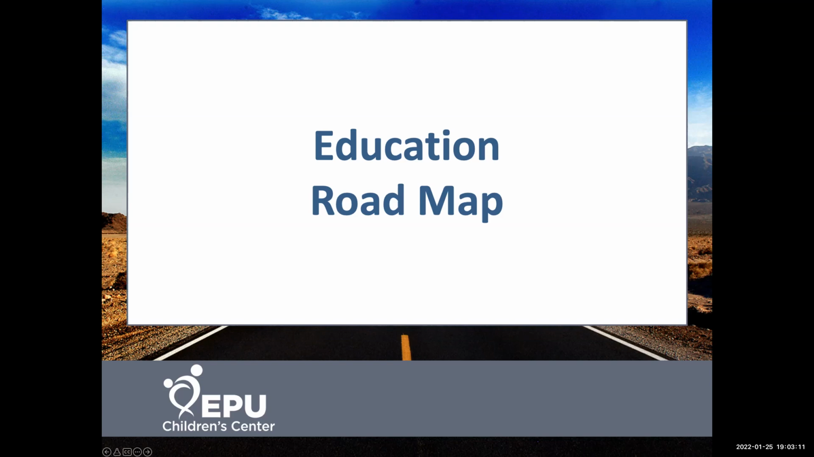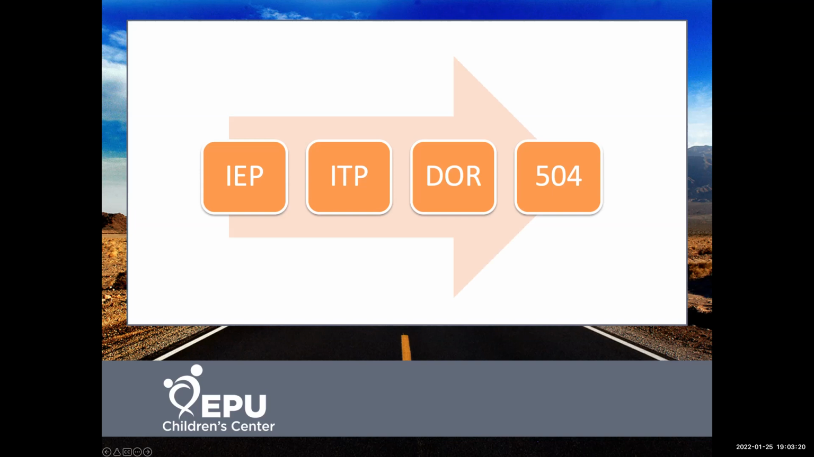So we're going to talk now a little bit about our education roadmap and talk about IEPs and ITPs. Again, we like our acronyms. In school, if your child is receiving special education supports and services, they will have an IEP. And as part of that IEP, as your child hits transition age, by the time they are 16, they need to have an ITP, a transition plan. The transition plan is an additional document that gets added into the IEP and becomes part of the IEP.